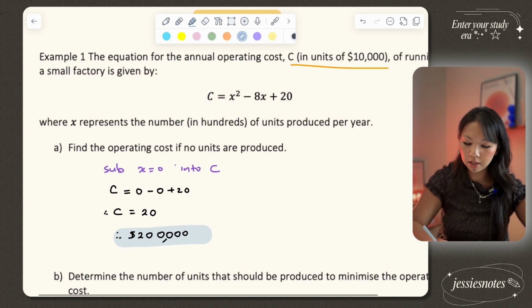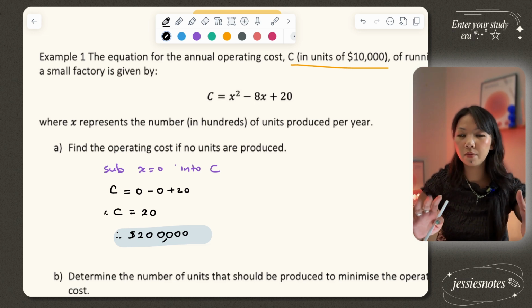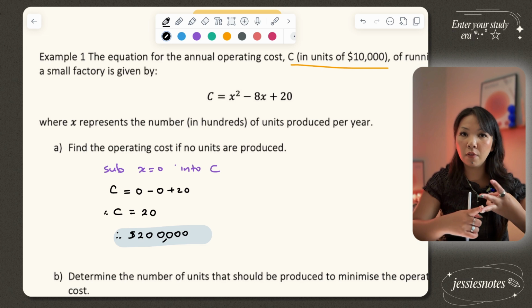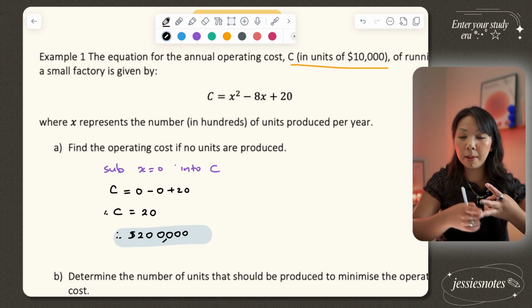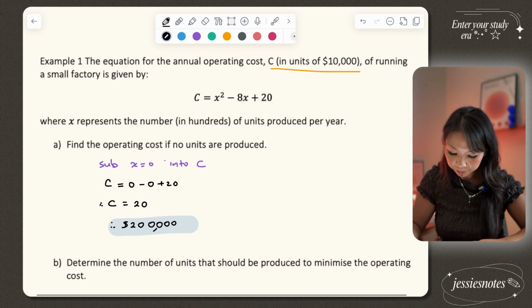So why do you think it costs money even if you're making nothing? Well, there's all sorts of costs involved. You can have cost of rent, cost of the machinery, cost of the different employees that you will employ to do other tasks other than creating the items.